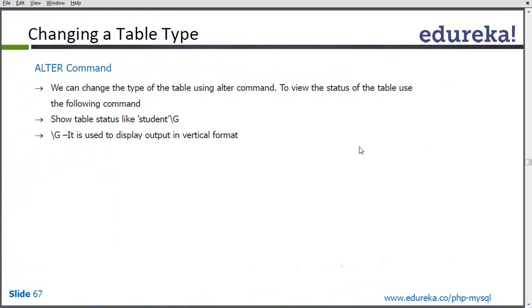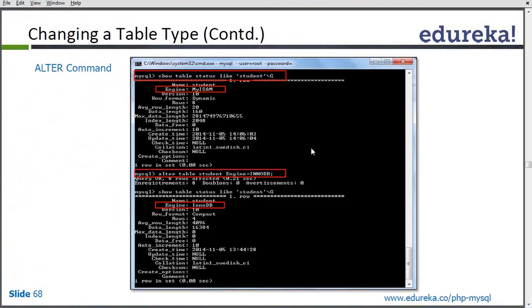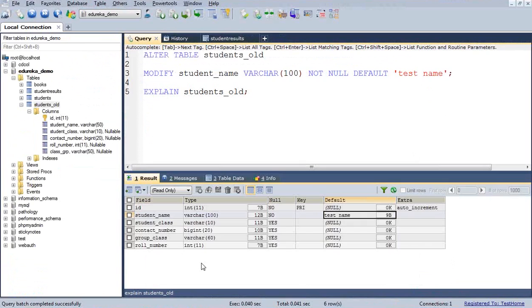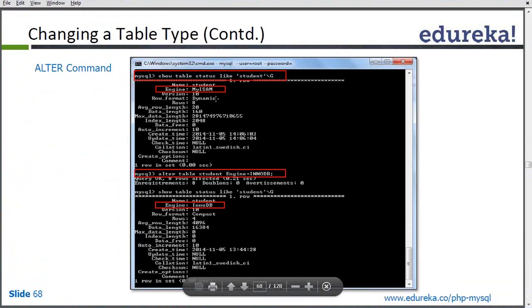So again, here is a variation of the alter command. We can change the table type. We have already seen changing the table type. So here you can see show table status like student. It gives us the engine, the table type, the storage engine that the table is using. Here it is MySQL, here it is InnoDB.